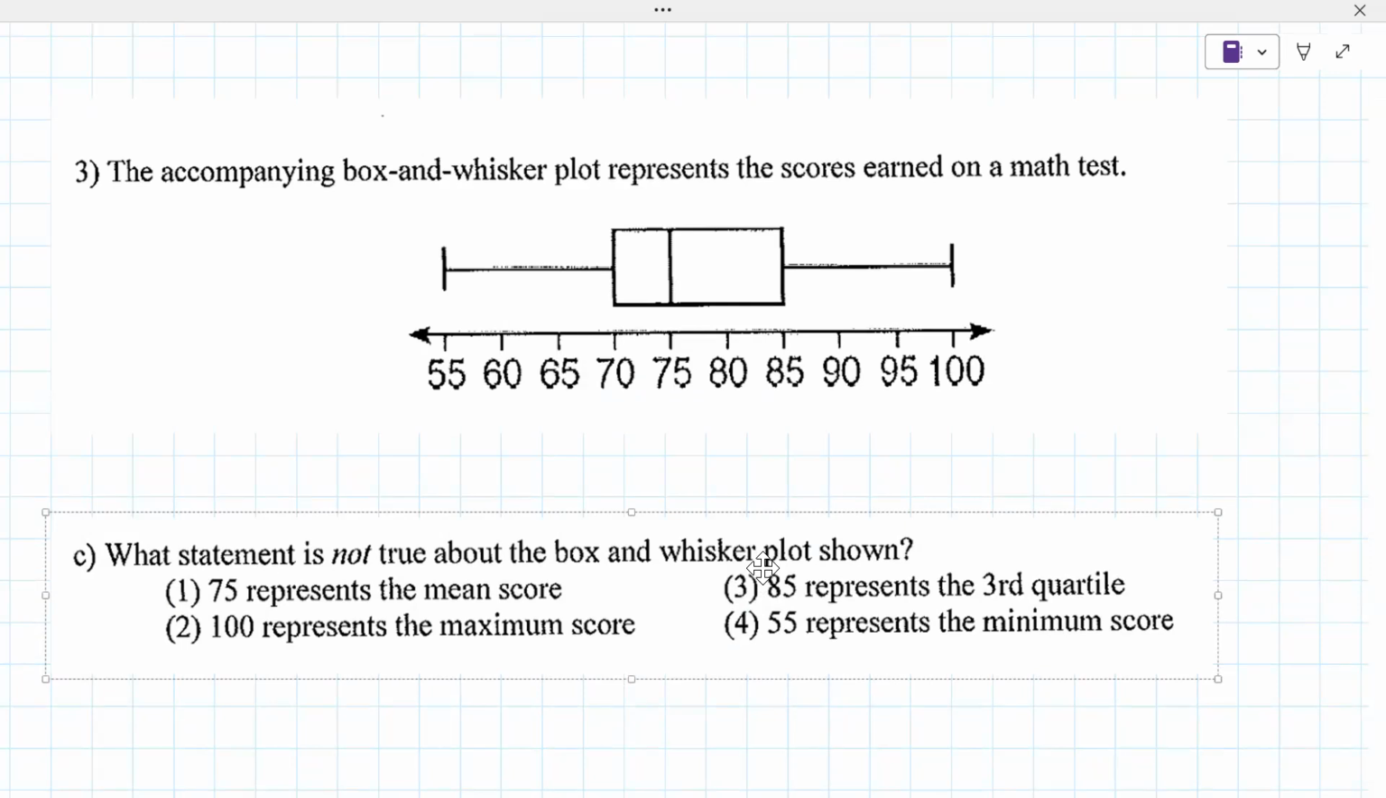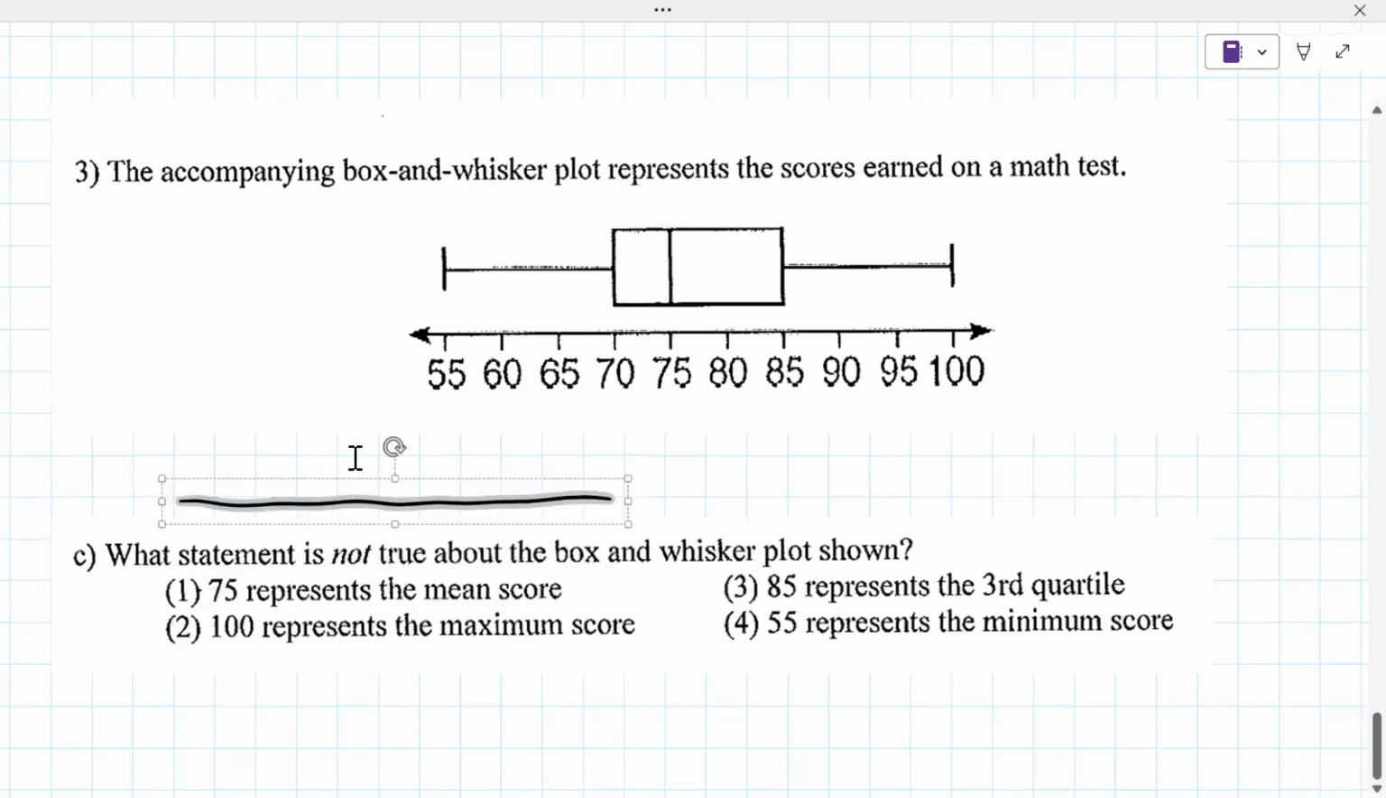So mean is like the average, right? Yes, the mean is like the average. We don't know anything about the mean. This doesn't tell you anything about the mean ever. So it would be 1, right? It's not true about the box. Right, 1. There you go. Good job. It never tells you anything about that.